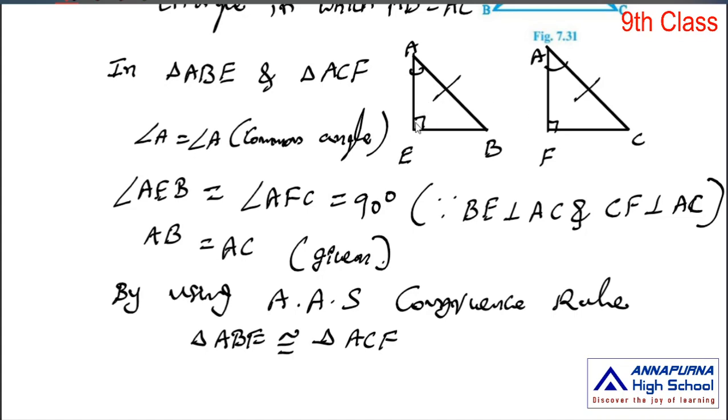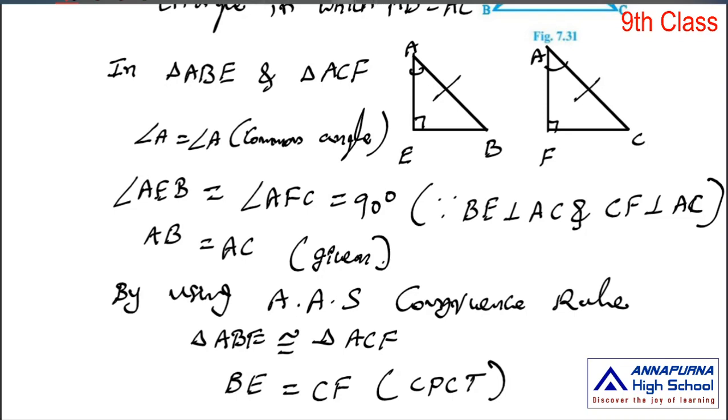So the corresponding sides are equal, the corresponding angles are equal. So BE is equal to CF, since CPCT. What is the meaning of CPCT? Corresponding parts of congruent triangles. This is the third problem.